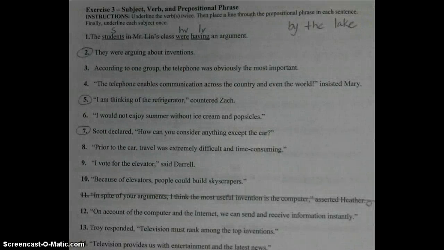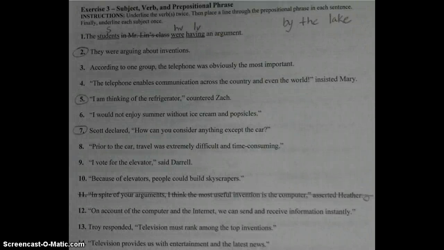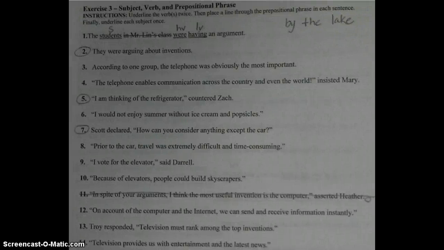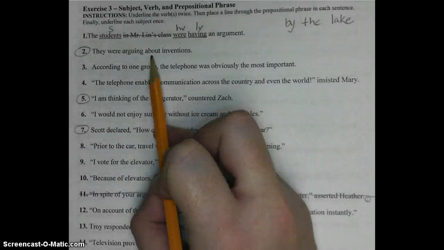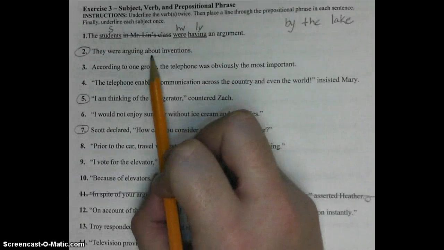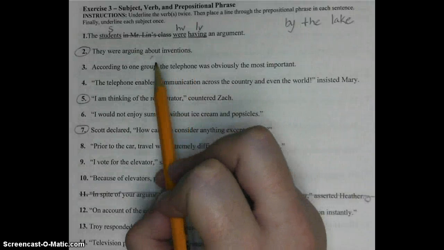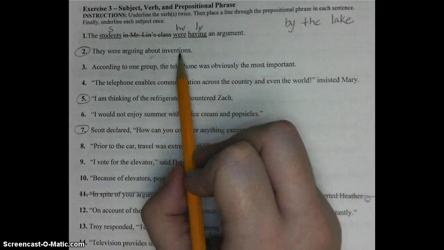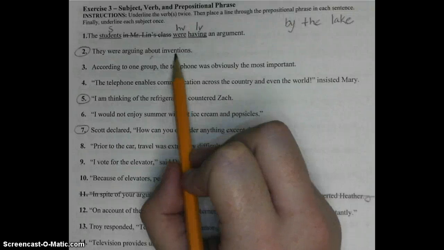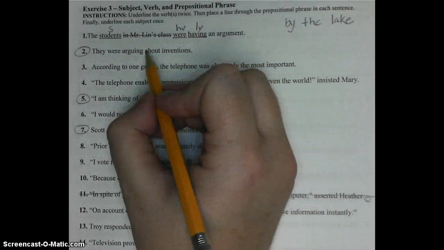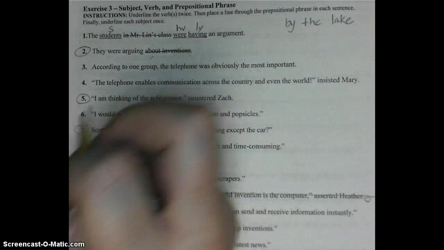Let's take a look. I've selected 2, 5, and 7 to practice with. So the first thing is to read a sentence. They were arguing about inventions. I've got to find the preposition first. In this case, because I'm familiar with my list of prepositions, I know about is a preposition. So now I'm going to test to see if it's a prepositional phrase and see if there is a noun afterwards that goes as part of the phrase. In this case, I see that inventions is the noun. So this is my prepositional phrase, starting with the preposition and ending with the noun, about inventions.